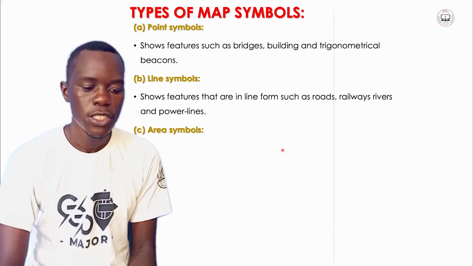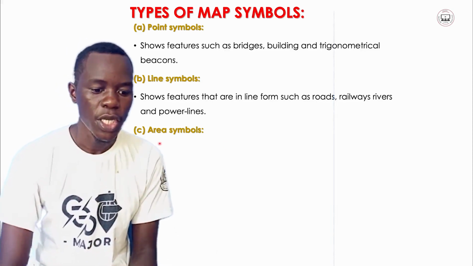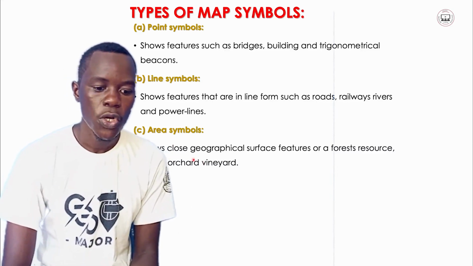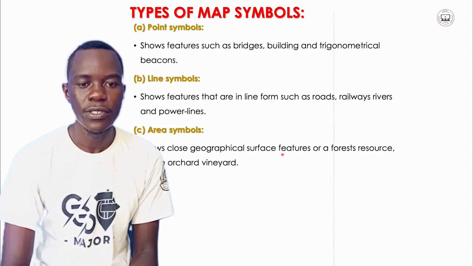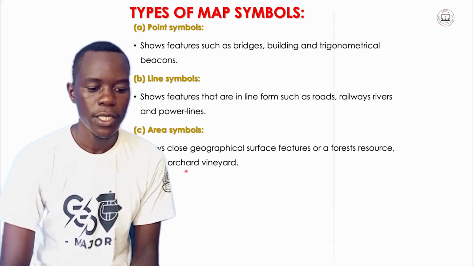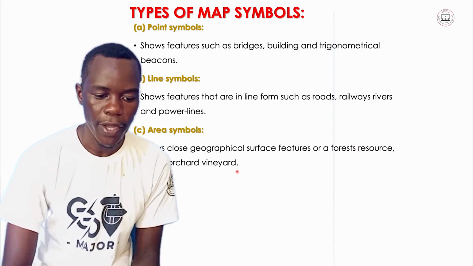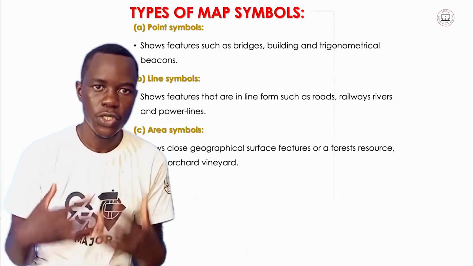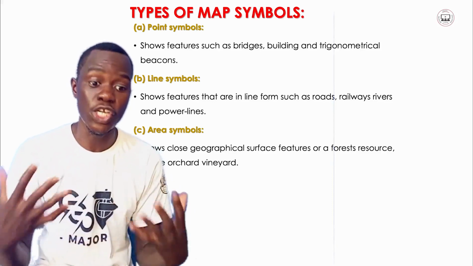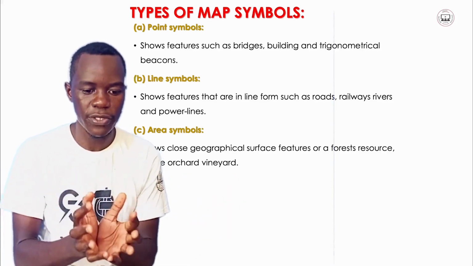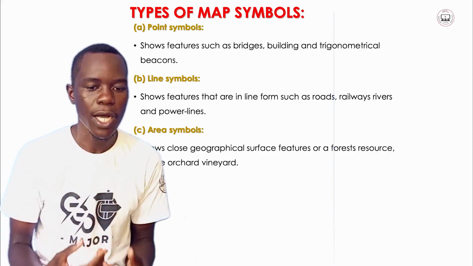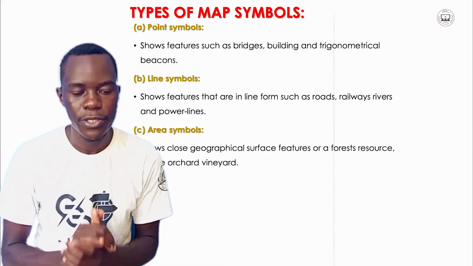Lastly, the other type of map symbol is area symbols. The area symbol shows closed geographical surface features such as forest areas, estates, orchards, as well as vineyards. On your topographic map, you may have these features in the form of an area with a closed surface, and in order to present them, you use area symbols.